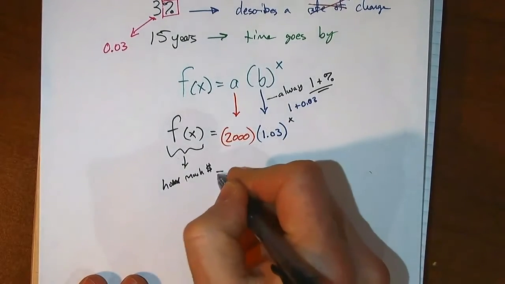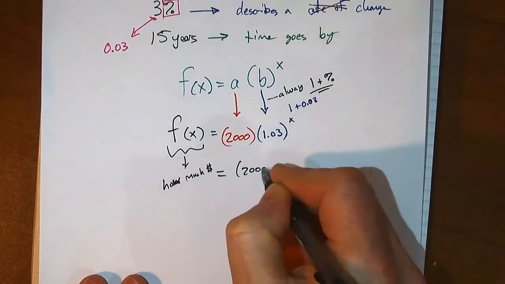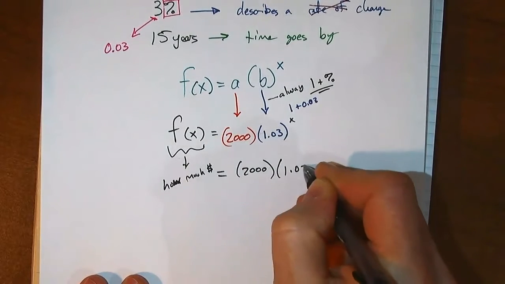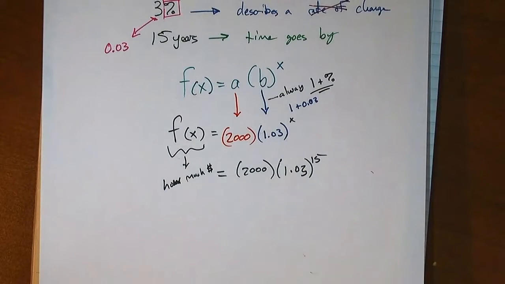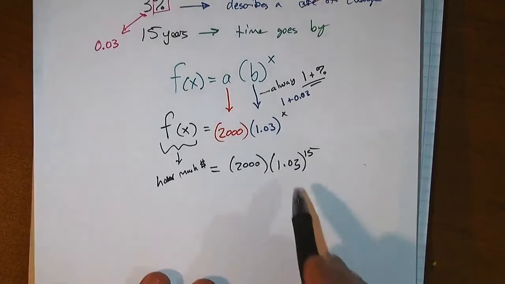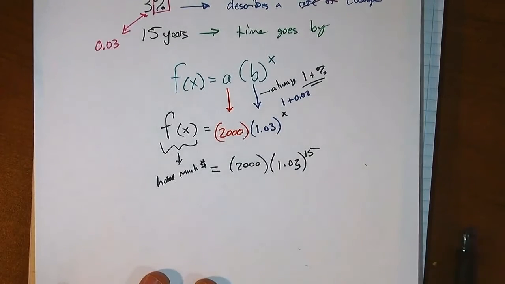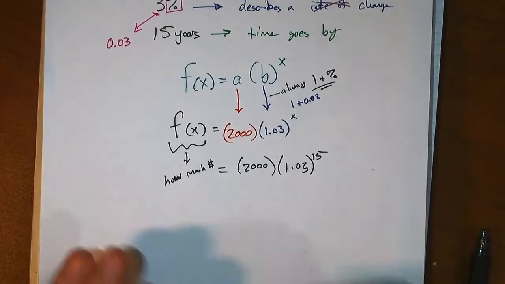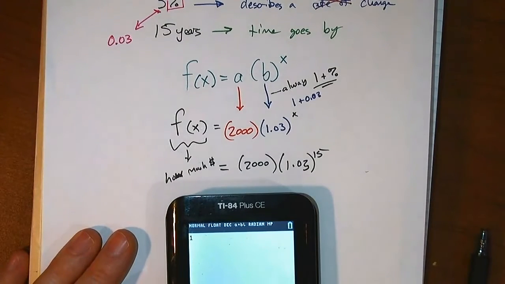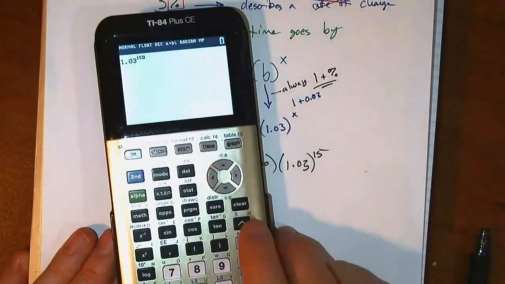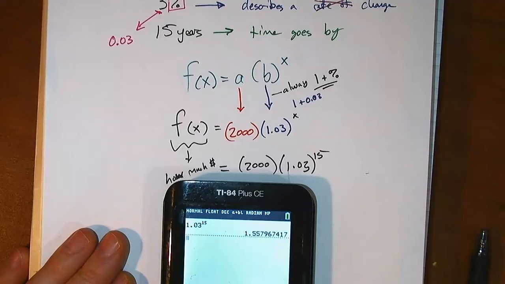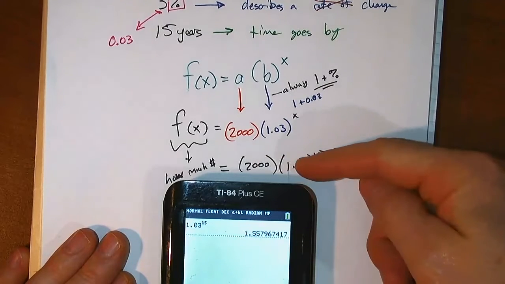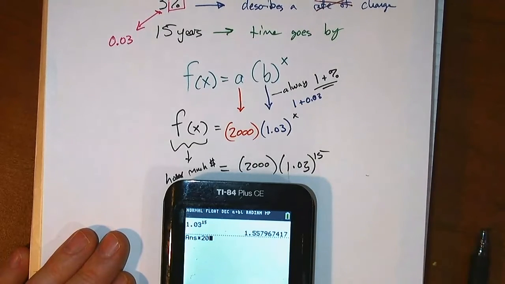I can figure out how much money I have by just simply plugging in a 15 for x and then simplifying that expression. Okay, so remember, order of operations, I'm going to have to do the 1.03 to the 15th power first. So on my calculator, 1.03 to the 15th power. Remember, to get that crazy exponent, I'm using the caret button. And now I'm going to multiply that by the 2,000.